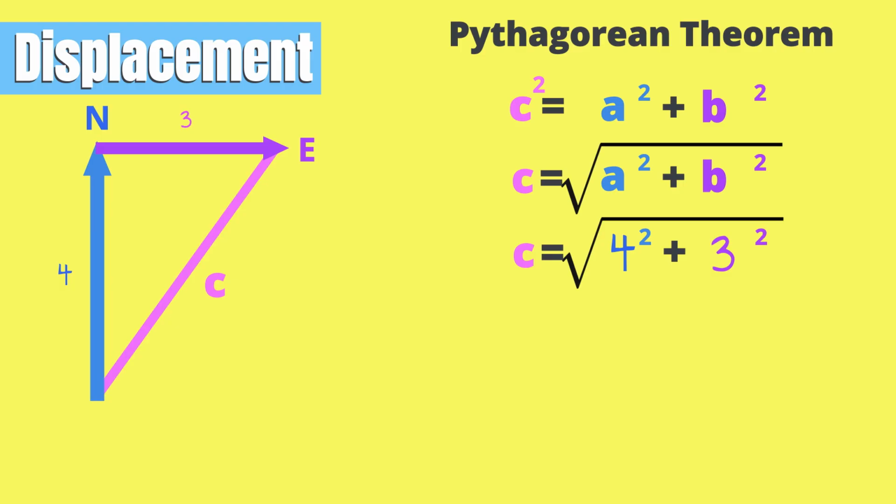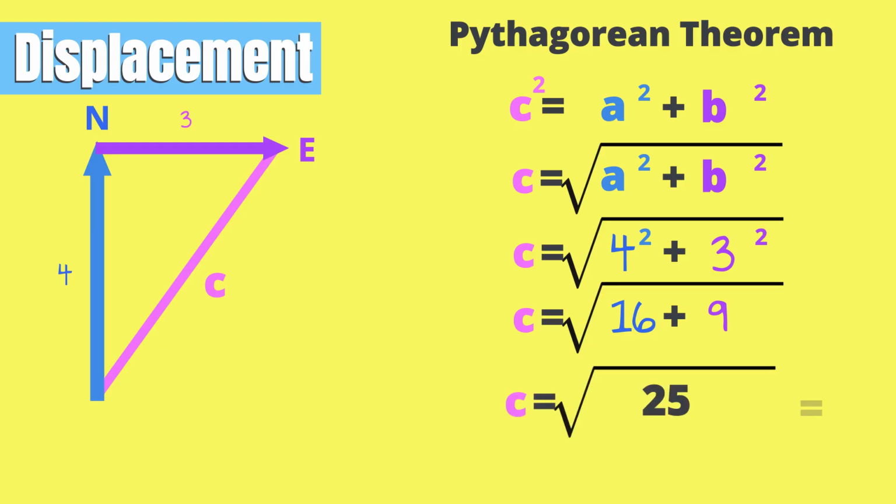That equals the square root of 16 plus 9. That equals the square root of 25, which equals 5 meters.